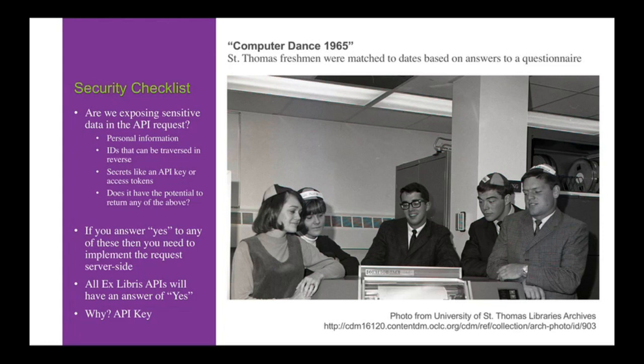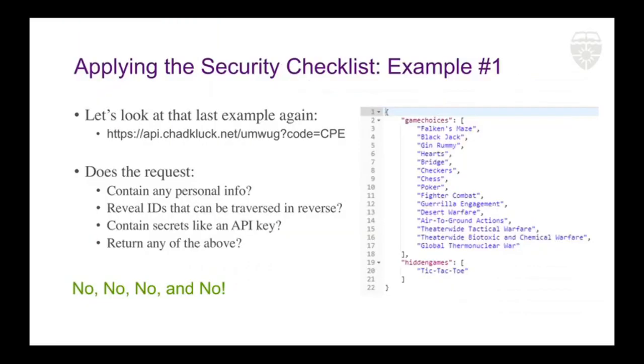If you have your API key out there and you can say, well, I know with confidence nobody actually used that API key, is that still going to appease your general counsel? No. So with API keys, you've got to be careful. So think about what you're returning. If you answer yes to any of these questions, then you need to implement the request server side. And I'll get to that in a moment. And of course, all Ex Libris APIs will have an answer of yes.